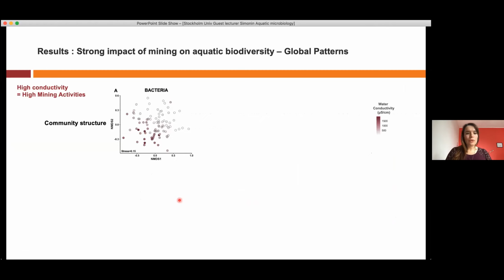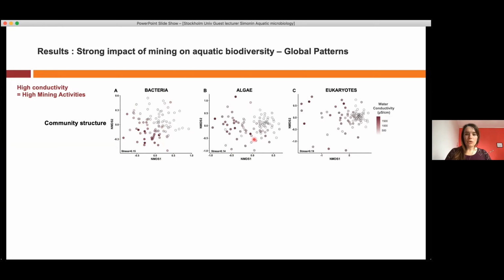And so to the results. Not surprisingly, we found a very strong impact of mining on aquatic biodiversity. Here you see a similar representation as I showed you before, looking at the community structure of the bacterial community. The points are colored based on water conductivity. The red ones are basically in streams that have mining activities, and the white ones are reference streams, if you want. So you see clearly a separation in the communities.